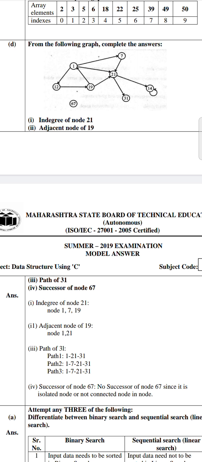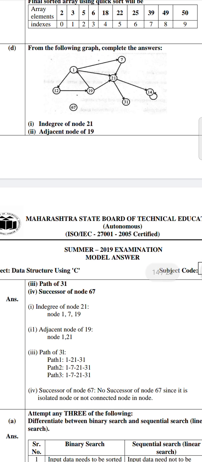So from 19 you can go to 1 because the path is present. From 19 you can directly go to 21, the path exists. So 1 and 21 are the adjacent nodes, but from 19 you cannot go to 12. Because for 19, 12 to 19 is an incoming edge, there is no outgoing edge.